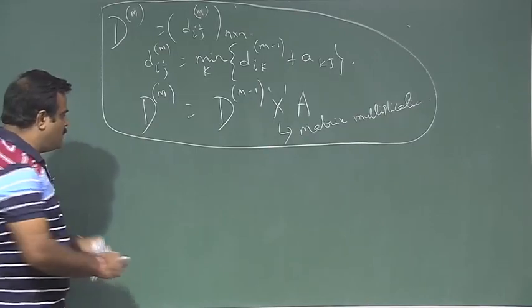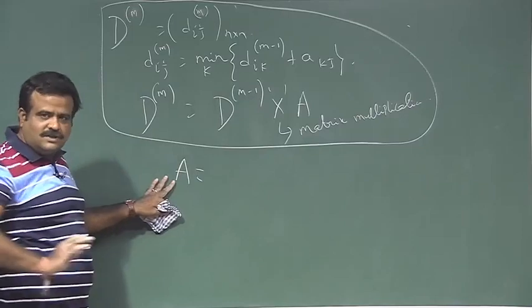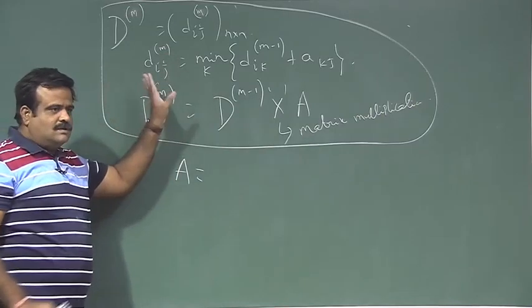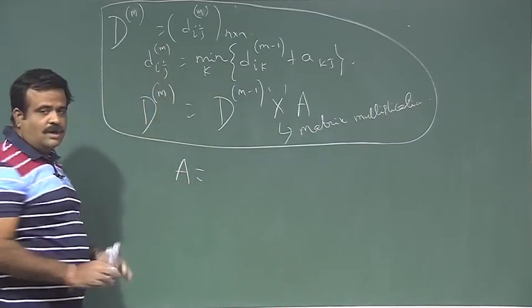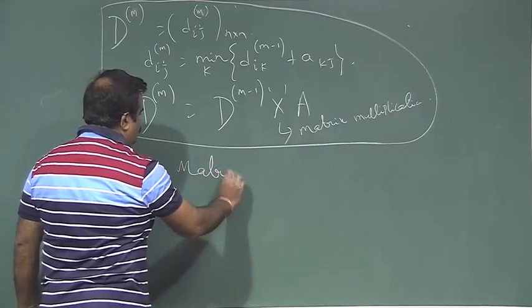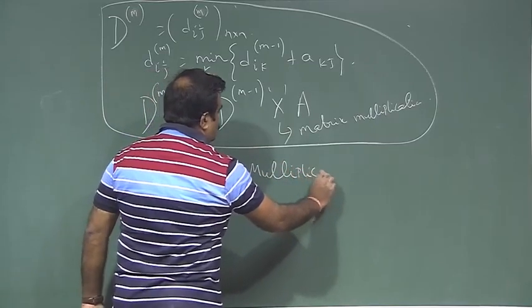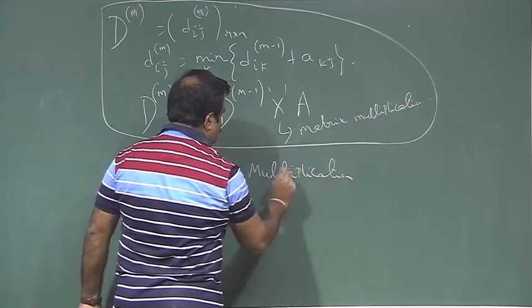Suppose we have two real matrices A and B. This A is nothing to do with the earlier A, so just keep this separate. Now, we are talking about just matrix multiplication. Recap: matrix multiplication.